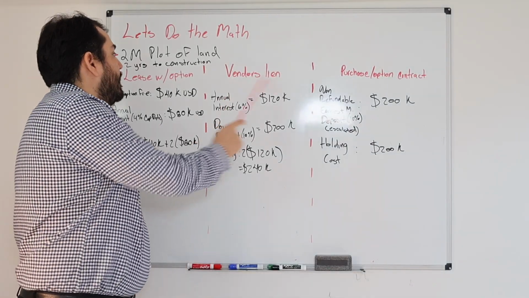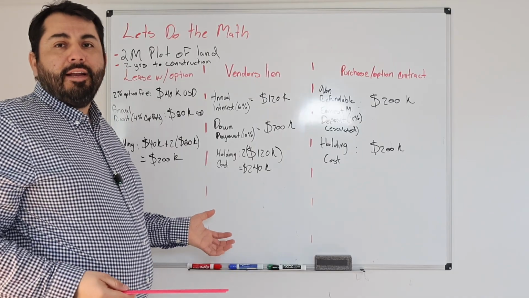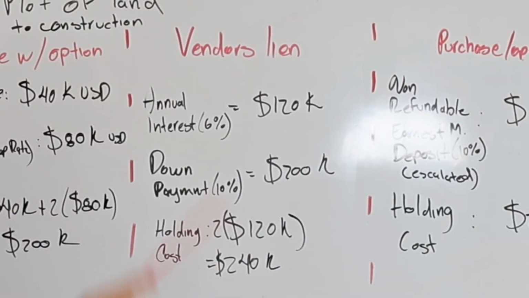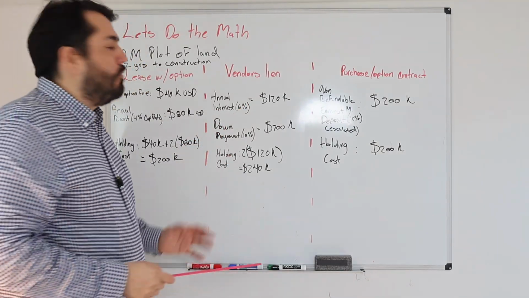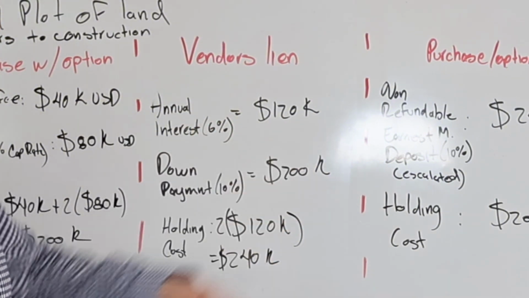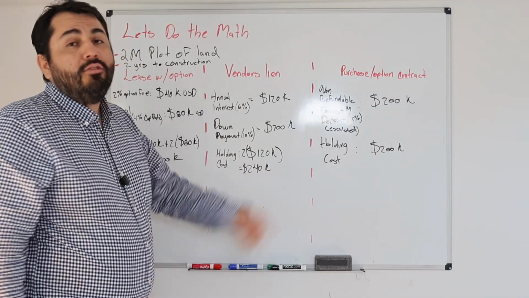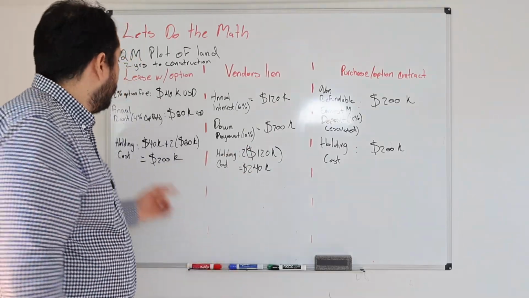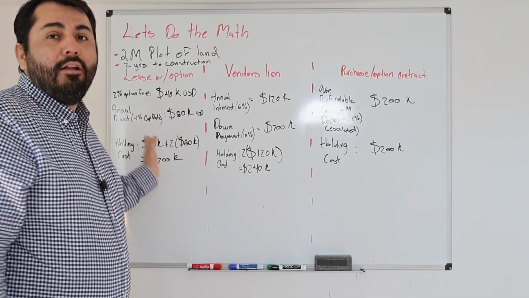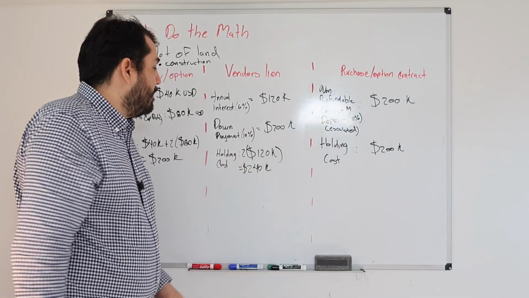Okay, the second option will be the vendor's lien. We close the transaction right now and we have a vendor's lien on the property. Here the annual interest will be around 6%, so that will be around $120K. For the down payment, we need $200K up front. We will not pay it along the 2 years, but up front, because it's a down payment.